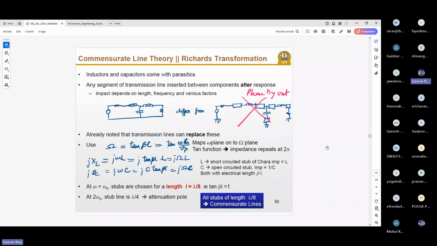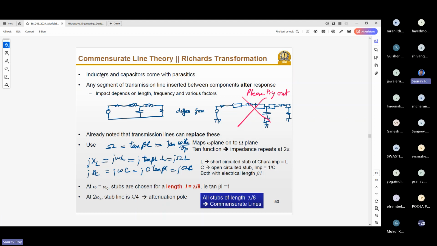So after the quick recap, we'll see how to replace these lumped elements with microstrip line designs. Okay. So why is there a problem? As I told you before, the inductors and capacitors, like what you get generally in normal circuits, L and C values, you cannot directly put, right? Because they will come with parasitics.